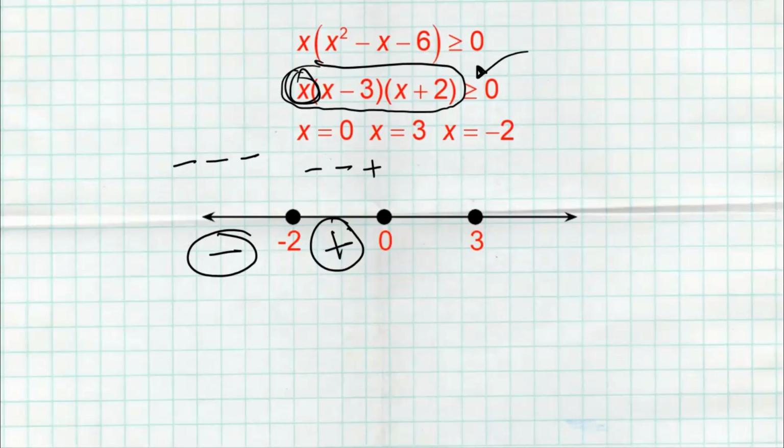All right, 0 to 3. Pick a number like positive 1. Plug it in right here. We get 1. 1 minus 3. Well, 1 is positive, sorry. 1 minus 3 is negative. 1 plus 2 is positive. So we get 2 positives and a negative. That's going to make an overall negative.